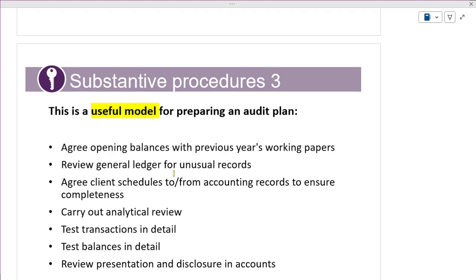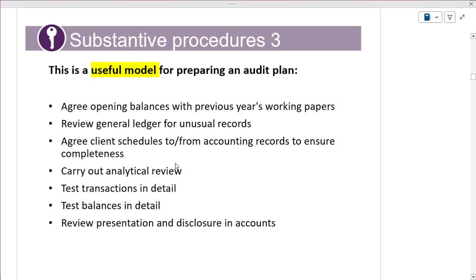What we are doing, how we are doing substantive procedures. See the thing. The first and foremost, opening balances with previous year working papers. In simple ways, current year opening balance with previous year closing balances. The first thing that matters is whether we have carried forward closing balances as opening balances correctly or not.